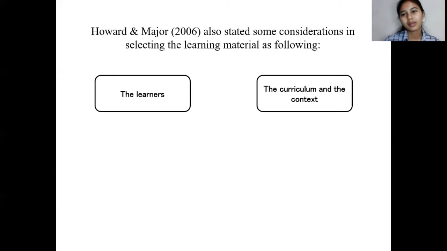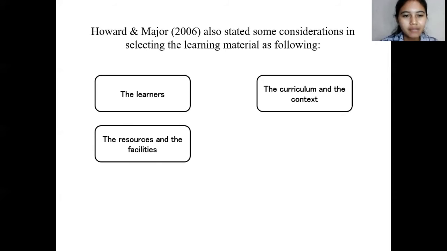Next is the curriculum and the context. The chosen material should relate to the curriculum that already exists from the government, as well as the context. For example, if the context is asking permission, the teacher can show videos or other material related to the topic of asking permission.